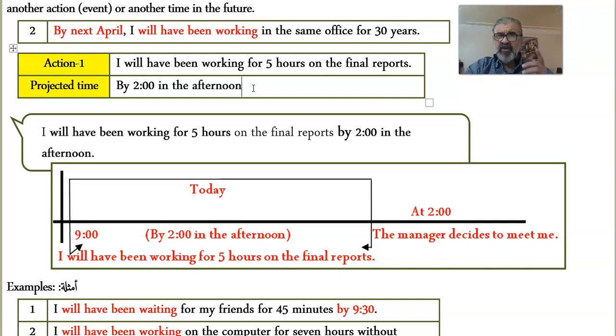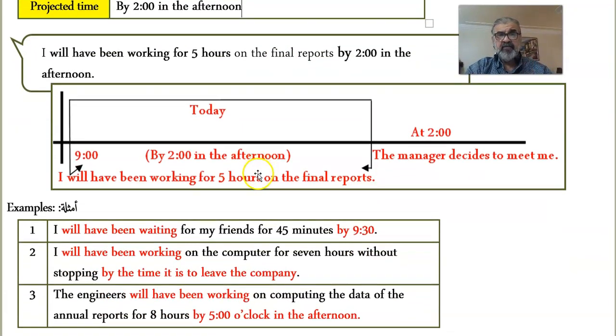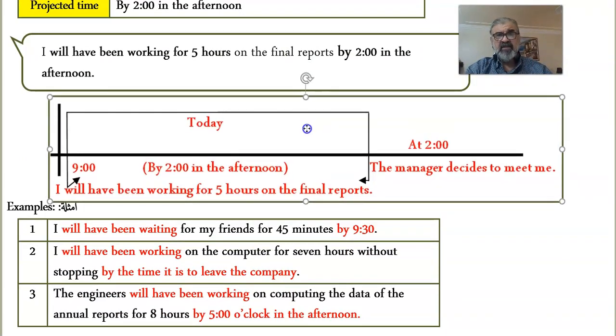It's still 9 in the morning, and you have projected yourself to the future. And you start thinking, how long would it take me to finish this? Not less than 5 hours. So you tell your manager, by the time you decide to meet with me, I will have been working on the final reports for 5 hours. So don't call me before that time.